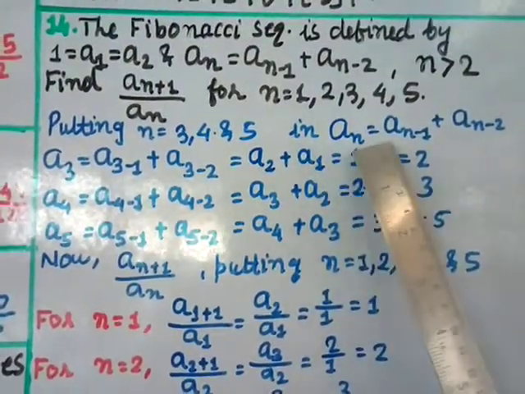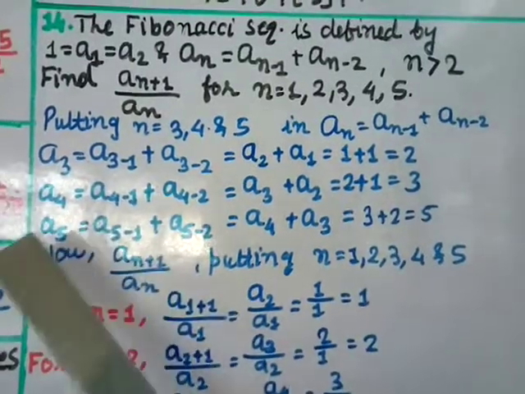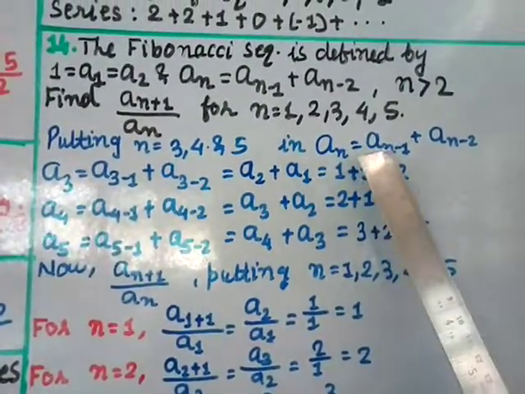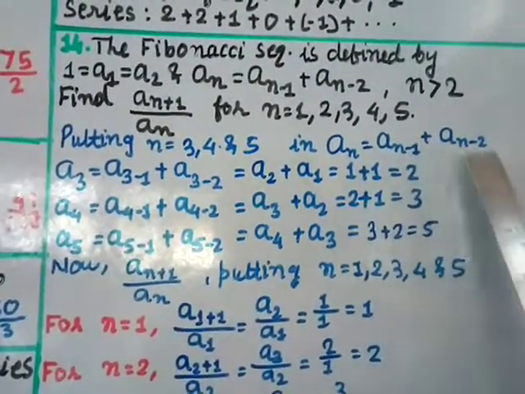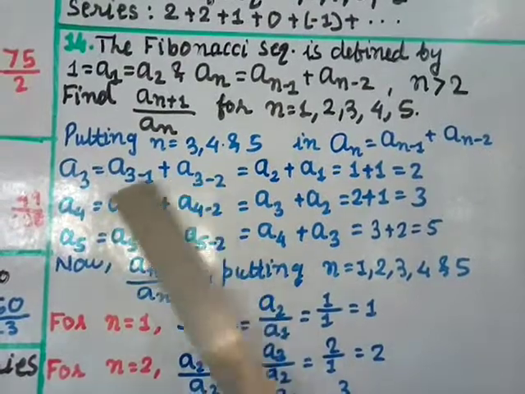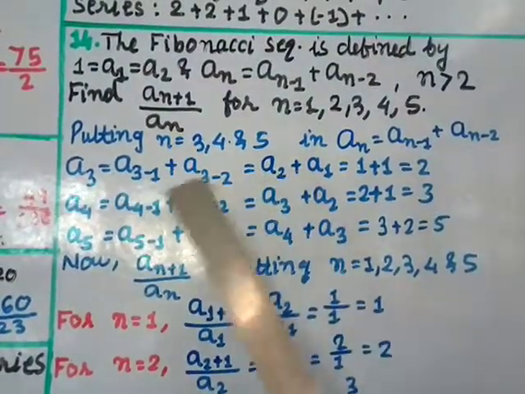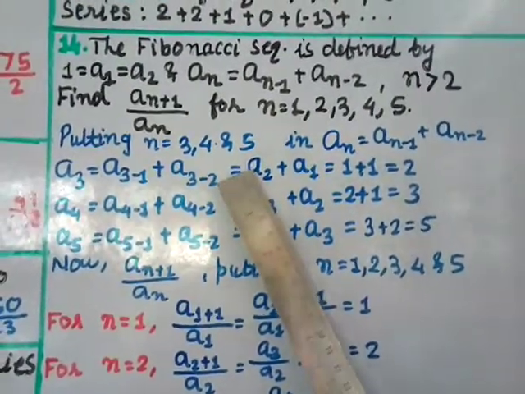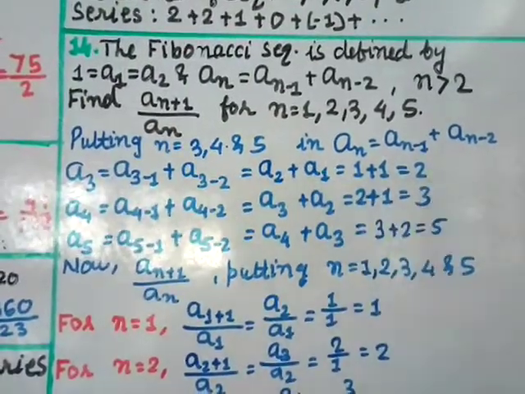General term an equal to an minus 1 plus an minus 2. So let us put n equal to 3. So a3 equal to a3 minus 1, n minus 1 means 3 minus 1, plus an minus 2, so a3 minus 2, n equal to 3. Equal to a3 minus 1 is a2 plus a3 minus 2 is a1. The a2 value they have given us in the question as 1, and a1 also is 1. So 1 plus 1 gives you 2.